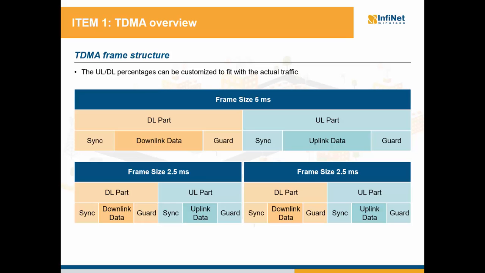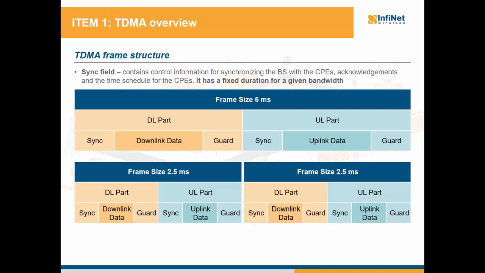The synchronization field in the TDMA header contains control information that facilitates the synchronization between the base station and the CPEs. It also contains acknowledgements for the data chunks and the schedule algorithm that instructs the time frame allocated for each CPE. The sync field, and this is very important, has a fixed duration for a given bandwidth, and it does not depend on the time frame duration. Also, we have a guard interval that is introduced to take into account the time it takes for the farthest CPE to reach the base station, and in this case to prevent the base station from switching to transmission before the last frame has been received.